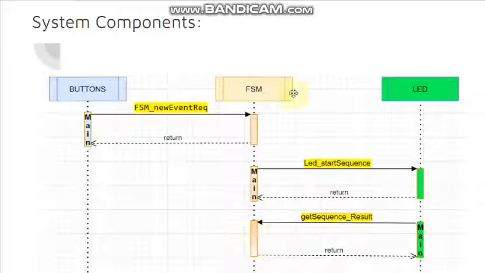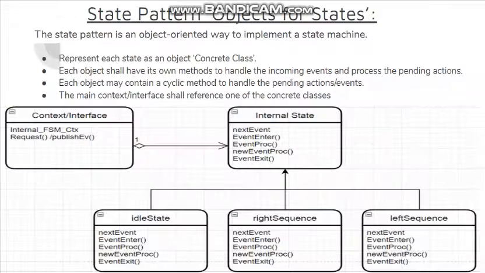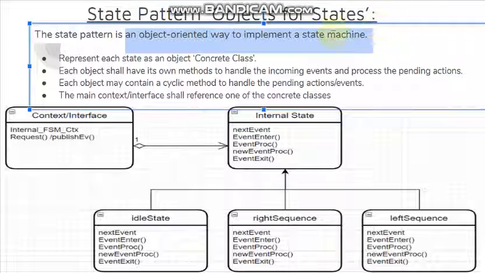Our concern for today is how we could implement the FSM or the finite state machine. In a traditional way, we could use the if else or switch case statements, or even we could build a table, and each index of this table will represent a mapping between the state and the transition. In today's session, we are going to discuss another technique called the state pattern. The state pattern is an object-oriented way to implement a state machine.